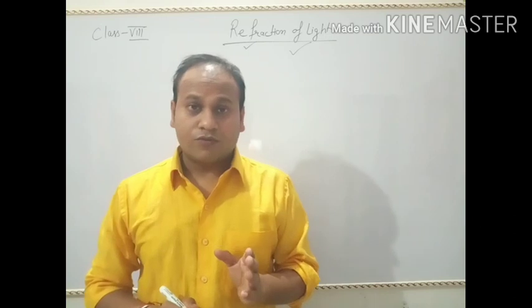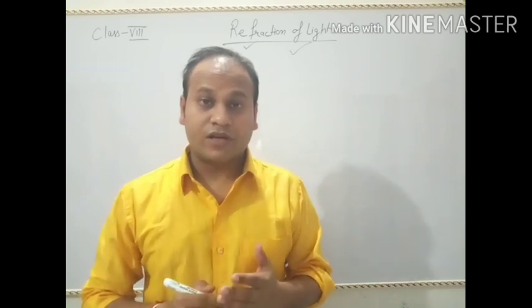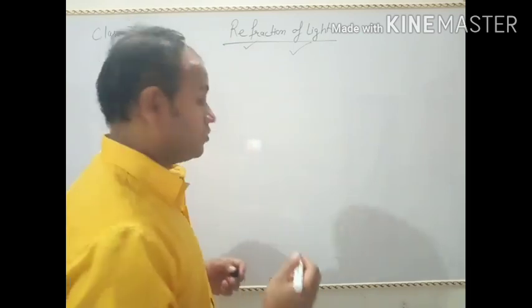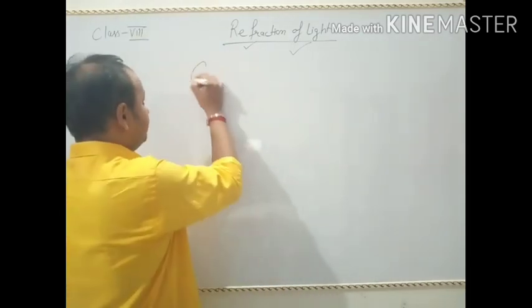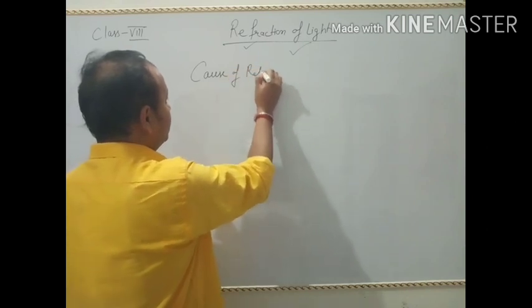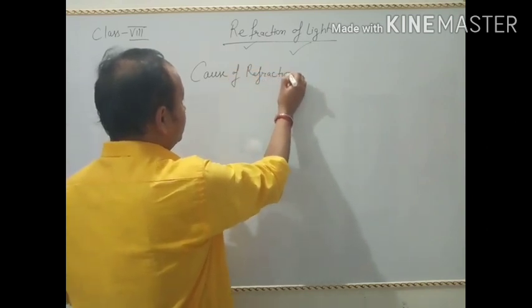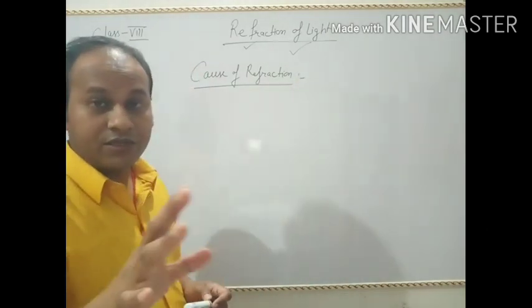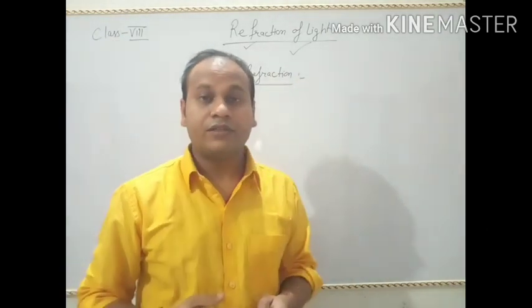The main cause of the refraction of light is the different velocity of light in the different medium. So let us see the cause of refraction. The main cause of refraction is the difference in the speed of light.